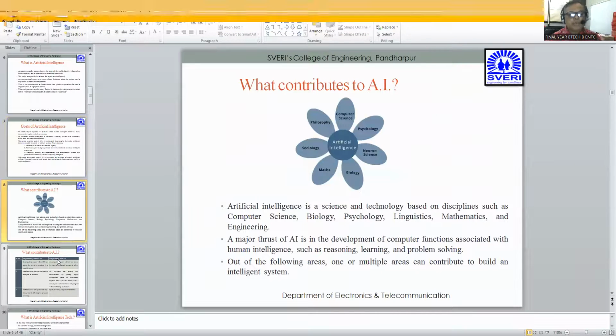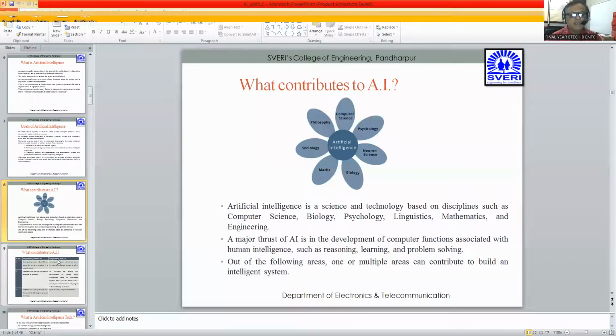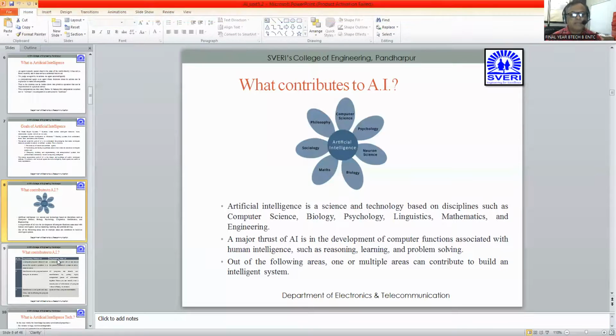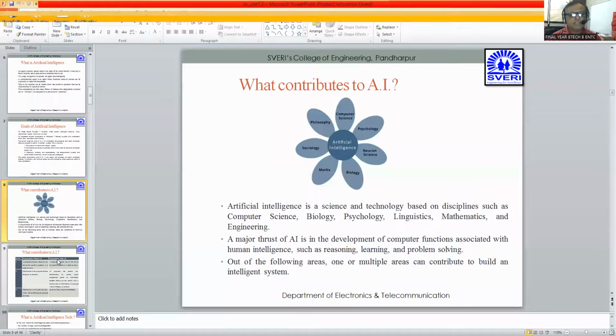Then what contributes to AI? AI is a science and technology based on disciplines like maths, computer science, biology, physiology, linguistics, and engineering. The three most important things that are associated with AI, or I could say associated with human intelligence, are reasoning, learning, and problem solving. There could be one or multiple areas of the above disciplines that could be used to build intelligent systems.